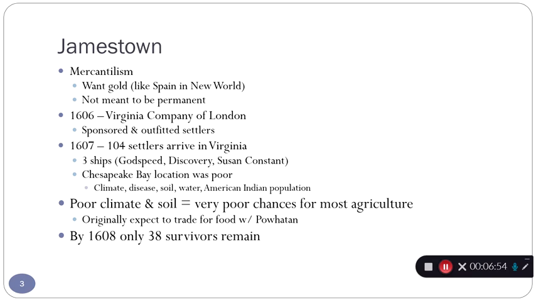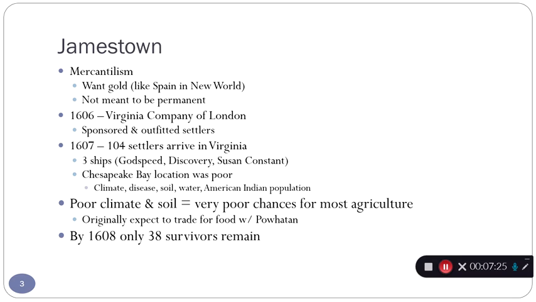Jamestown was originally not meant to be permanent. Originally, the idea was that the settlers would arrive, fill all of their pockets and treasure chests with gold and silver, and then they would take that back to England, and that would be that. Over time, it becomes very apparent that in order to gain any kind of wealth or strategic value from this location, they're going to have to make it a permanent settlement.